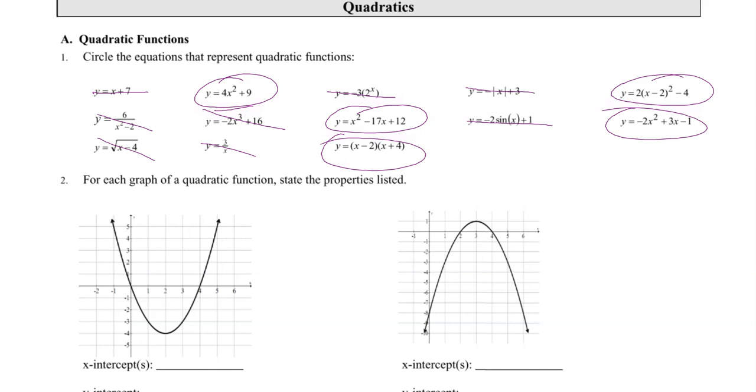There's no x squared, but it doesn't matter. The x squared has to be by itself. It can't be in the denominator. That is the factored form of a quadratic. So if you expand this, which would be x squared plus 2x minus 8, then you would see that's the standard form of a quadratic.